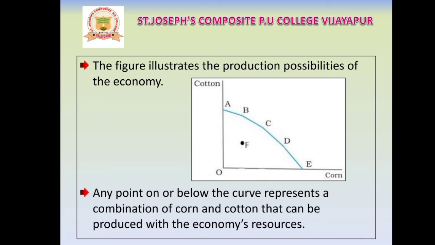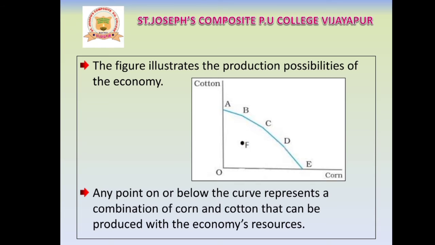Yes, this is the shape of the production possibility curve. You see here, any point on or below the curve represents a combination of corn and cotton. See this combination, point A is there, no? So this is cotton. And here point E is there, no? So this is the corn.